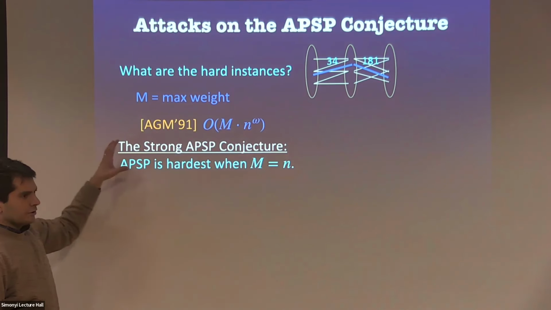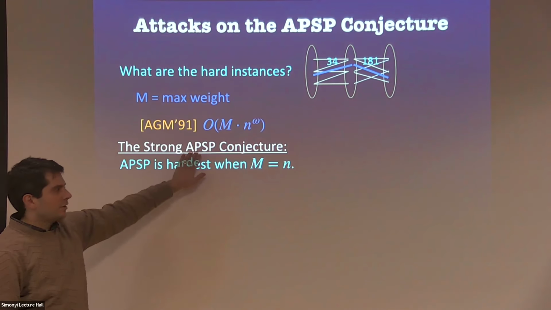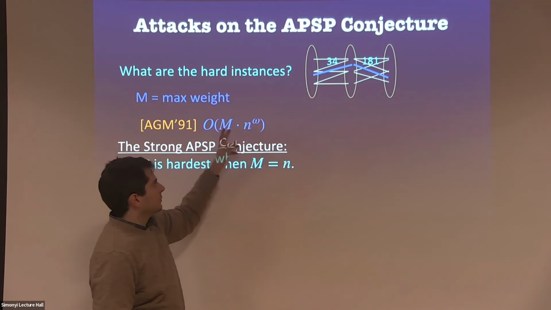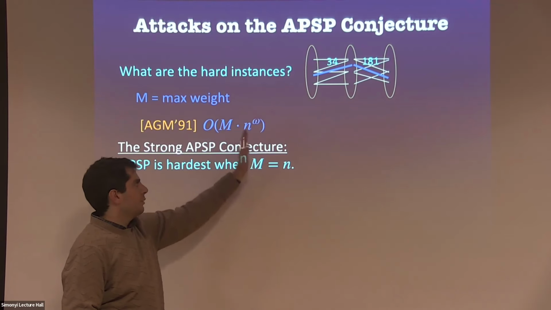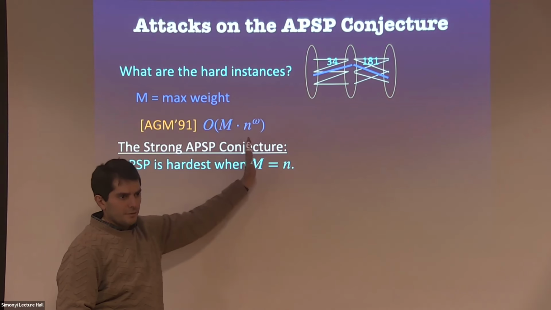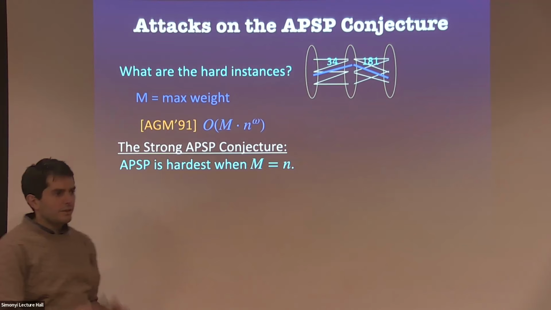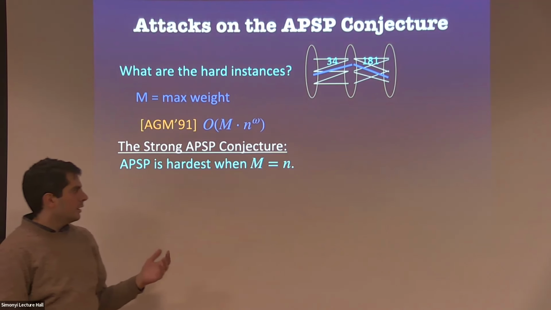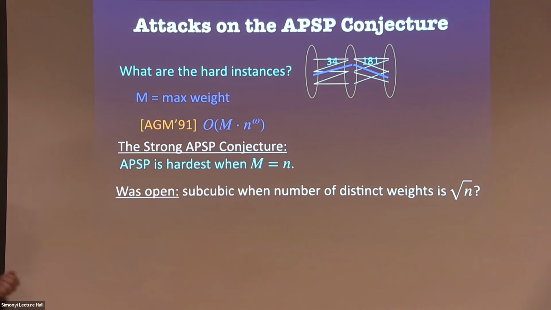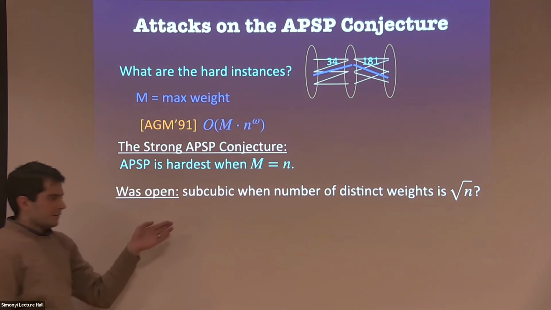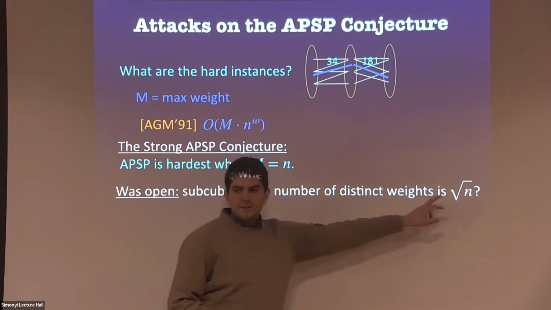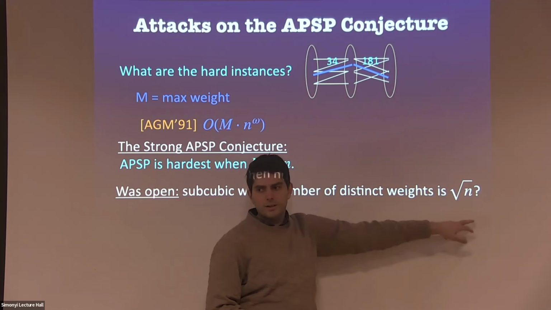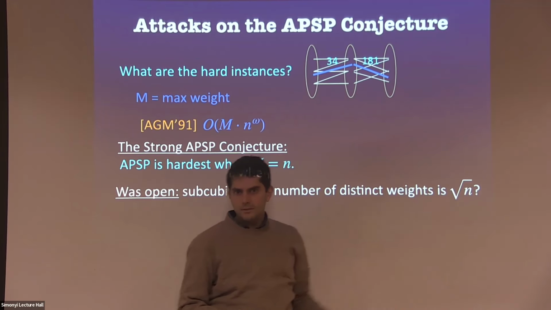It was conjectured, in what is called the strong APSP conjecture, that the hardest cases are when M is n. So even at the threshold where, if the weights are smaller than n, we know how to solve it, if the weights are n, this conjecture said that this is as hard as APSP. It was even open whether more basic things hold, like whether it could be that the number of distinct weights is small and that's still hard. It could be that on all these edges there are only root n distinct weights. Is that hard or easy?